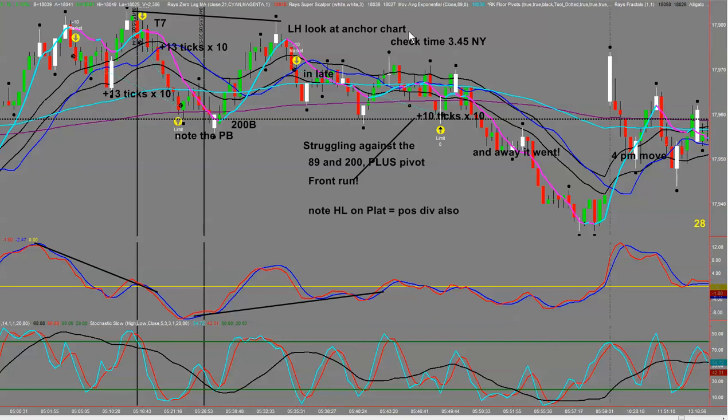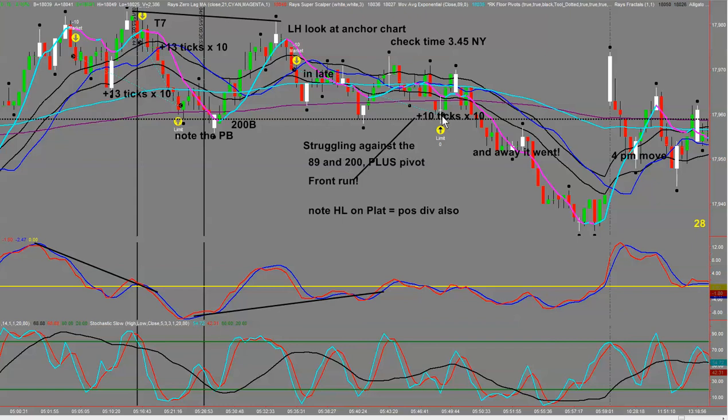Now I've got a comment here. Look at the anchor chart. I was training at this stage when I put this in, so I just remembered here. The anchor chart showed that we had a beautiful trend line coming down, and that's another reason why I actually took this one. And now I remember why, just looking at the chart above. I had a downtrend here and I entered it because of what I was seeing on the anchor chart. I front ran this because I said struggling against the 89 and 200 plus a pivot front run.